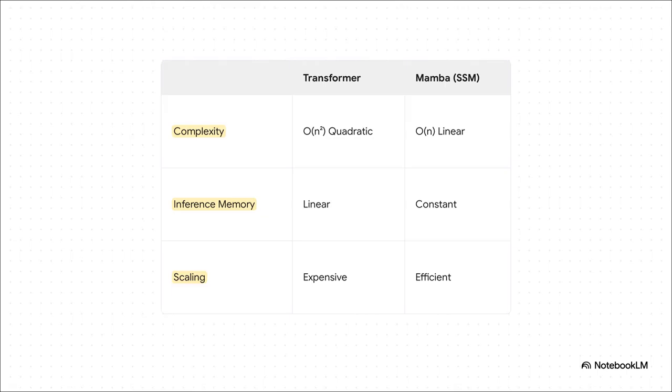Take a look at this. The complexity is O of n squared, or quadratic. What does that mean in plain English? If you double the length of your input, you don't just double the computation, you quadruple it. Double it again, and it's 16 times the work. You can see how this spirals out of control, right? This is the infamous quadratic bottleneck, and it's the reason why feeding a transformer a novel is just not going to happen. It's computationally and financially just way too expensive.